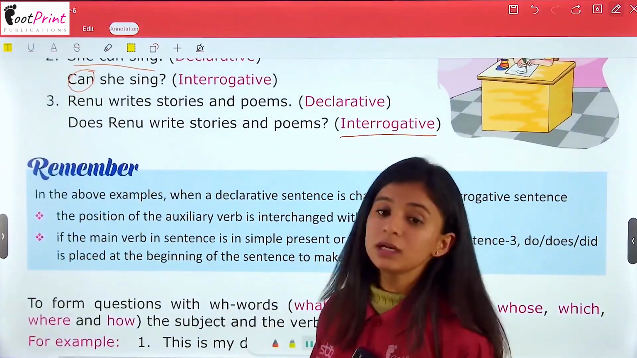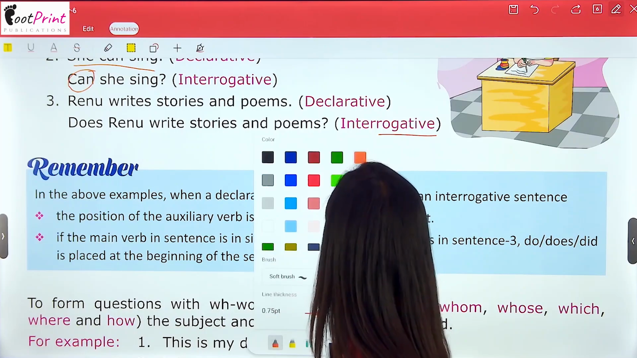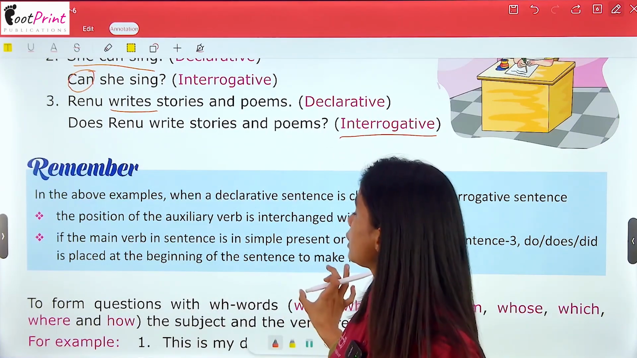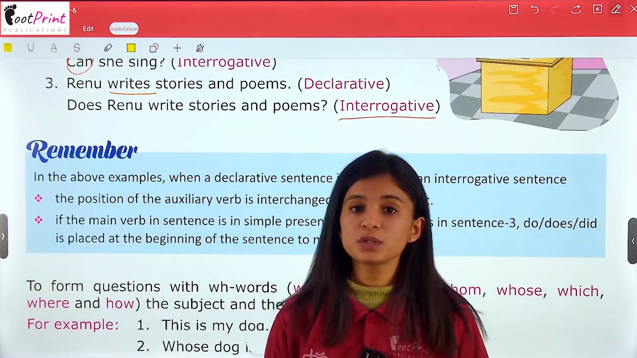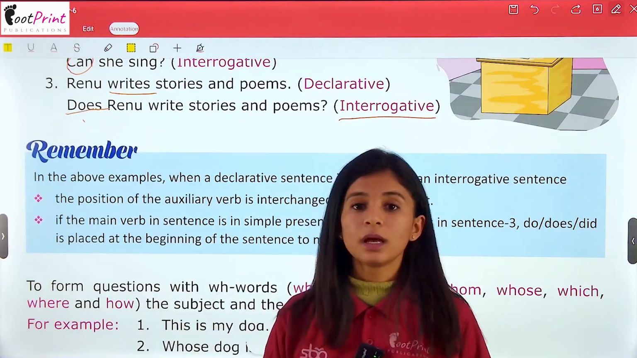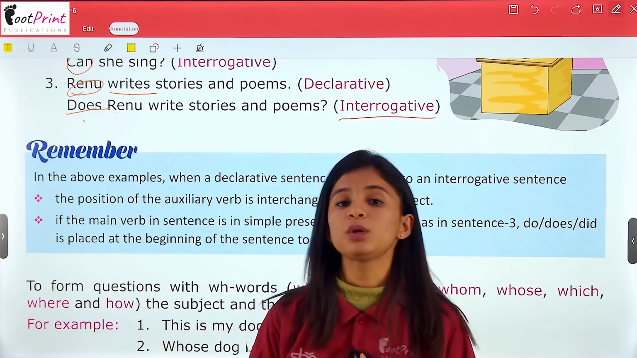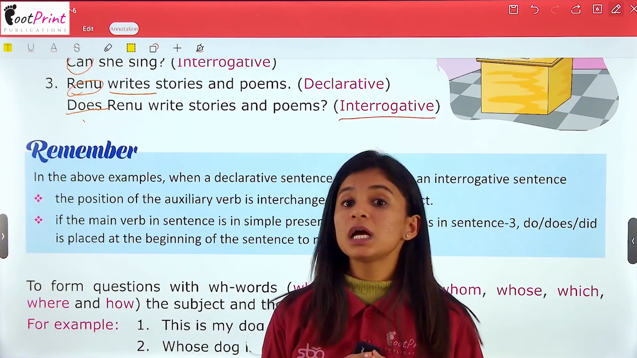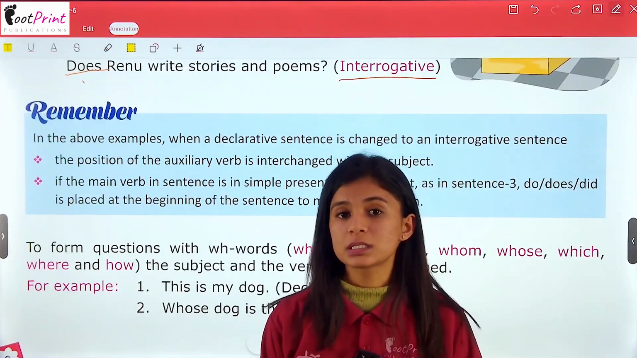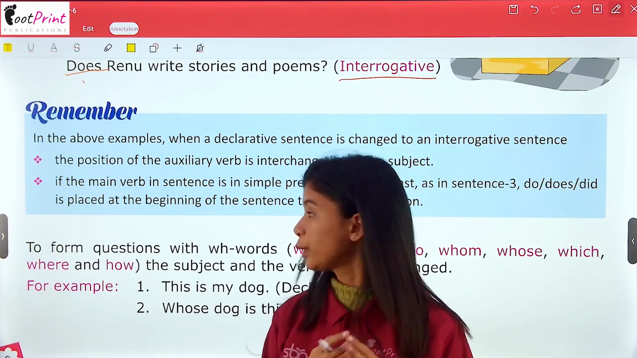Like the third example we read, Renu writes stories and poems. Here, writes is a simple present verb. So when we make an interrogative sentence out of it, it will start with does. And if it were, except for Renu, girls, it would have been, do they write stories? If it were a sentence like they write stories, it wouldn't have been does, it would have been do they write stories and poems.